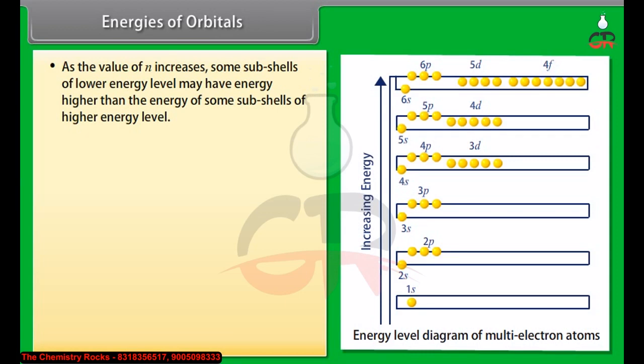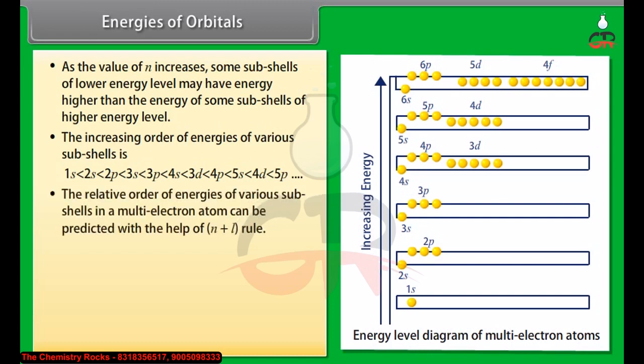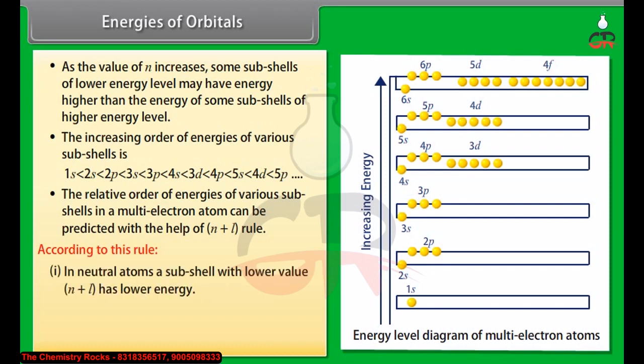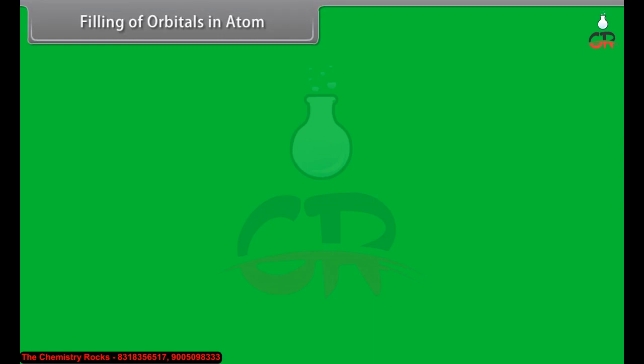Number 4. The increasing order of energies of various subshells is: The relative order of energies of various subshells in a multi-electron atom can be predicted with the help of the n plus l rule. According to this rule, number 1. In neutral atoms, a subshell with a lower value of n plus l has lower energy. Number 2. If two subshells have an equal value of n plus l, the subshell with the lower value of n has lower energy.